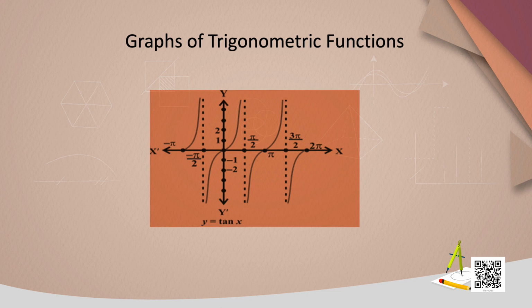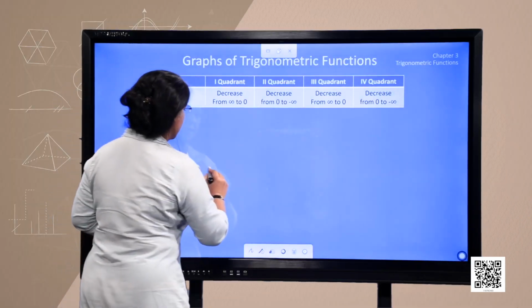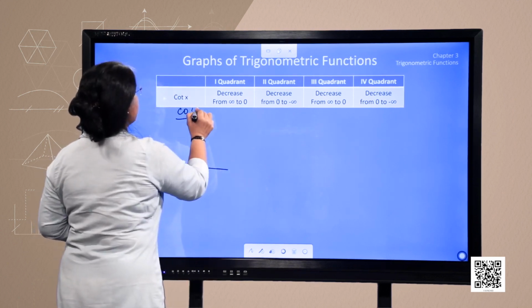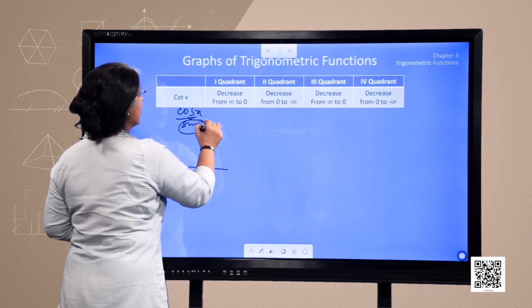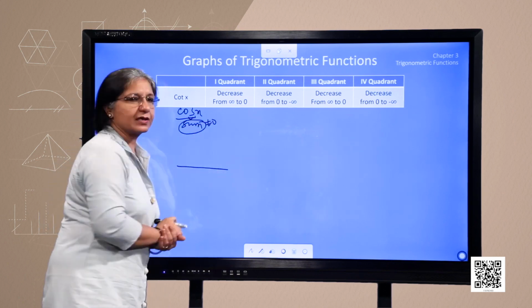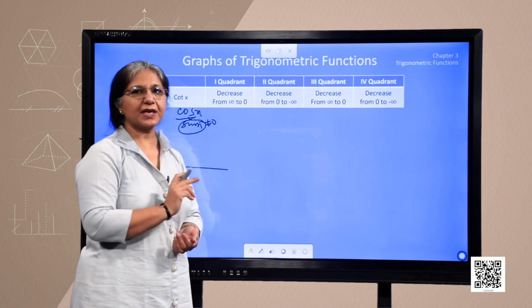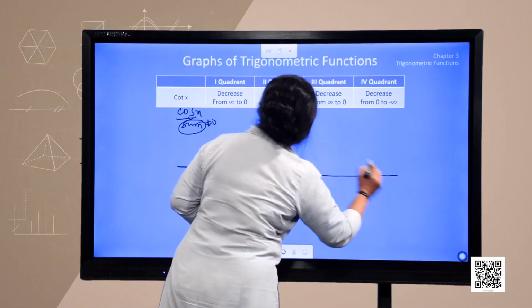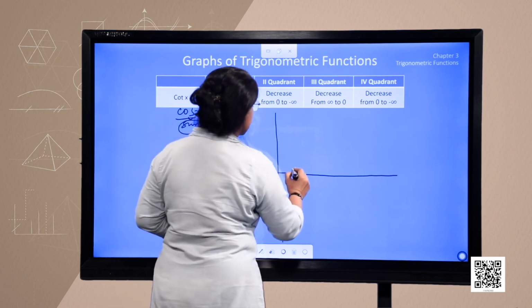Now, we come to the graph of cot function. Again, cot x is cos x upon sin x. Therefore, sin x should not be equal to 0. Here our domain of cot x is all real numbers except integral multiples of pi. So, wherever our function is not defined, we need to mark those points.